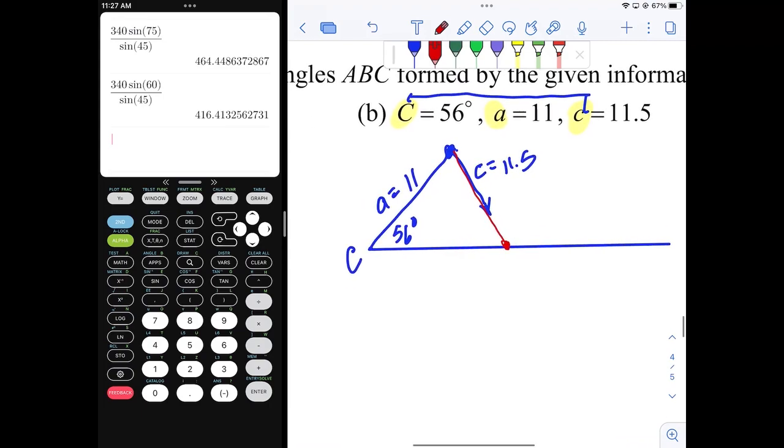But now the question is, when I swing that thing around, does it intersect on the inside of the triangle or on the outside? 11.5 is bigger than 11, isn't it? So when I swing it around, it's going to go outside, which is not a triangle. So how many solutions? Just 1. Just 1 solution.